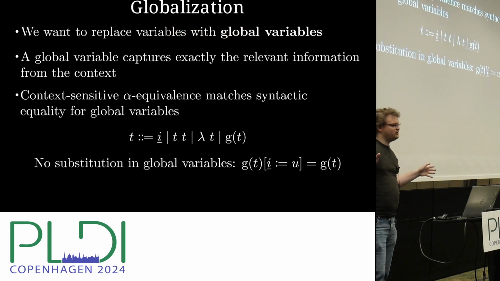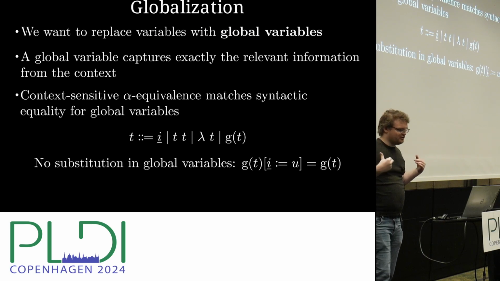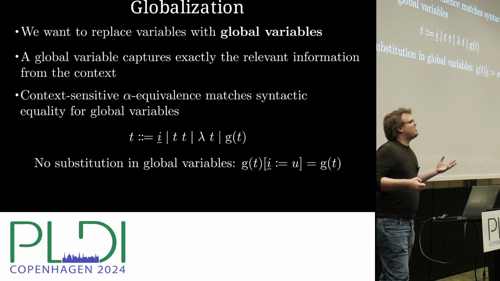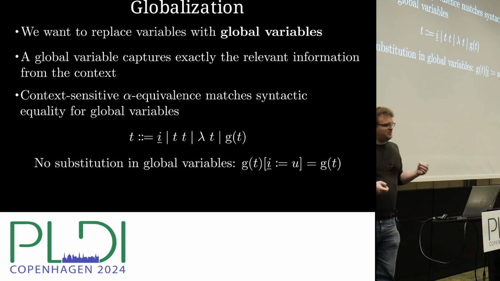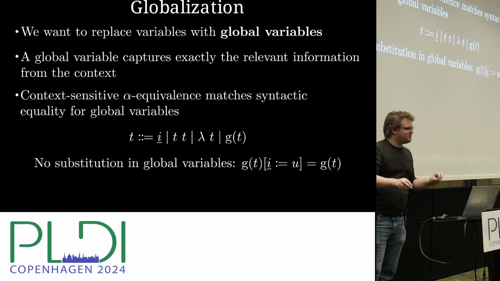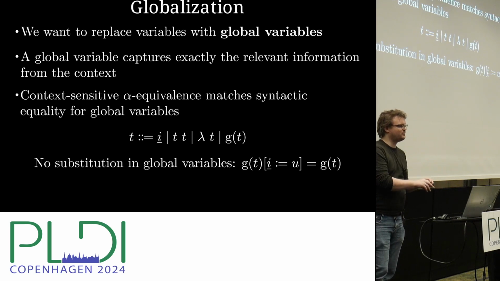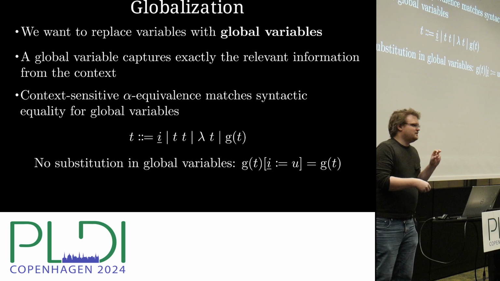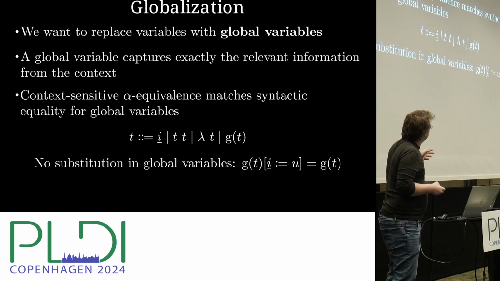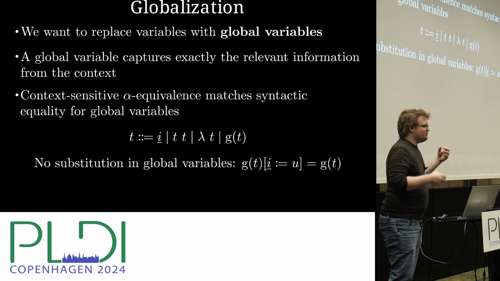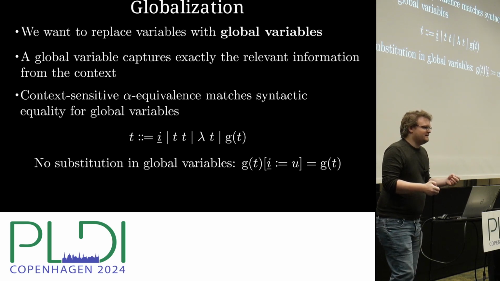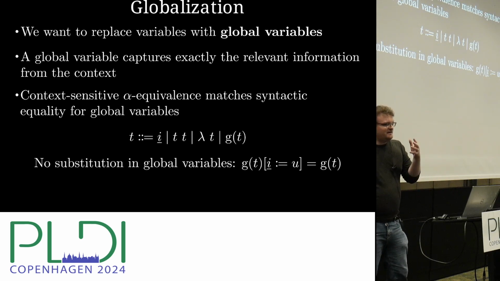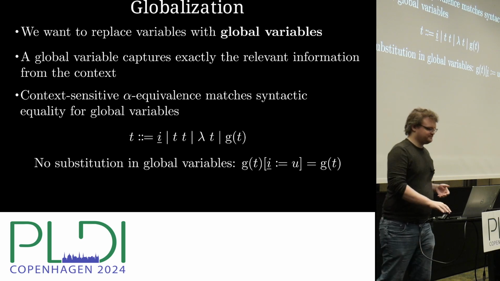So how does this algorithm work? Our algorithm is based on the notion of globalization. So we want to replace variables with De Bruijn indices with global variables, because we know that De Bruijn indices are problematic. So we're going to replace them with something that attaches a label to the variables, and that label encodes exactly the right amount of information in order to syntactically compare them in such a way that if you compare them syntactically, they must be context-sensitively alpha-equivalent.